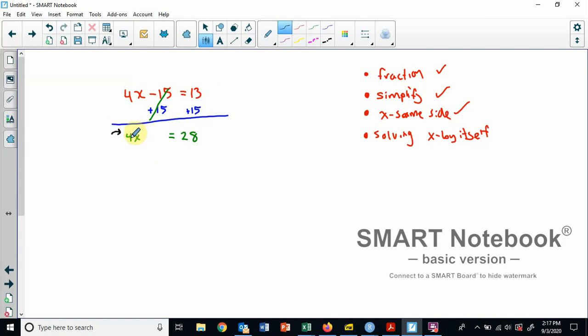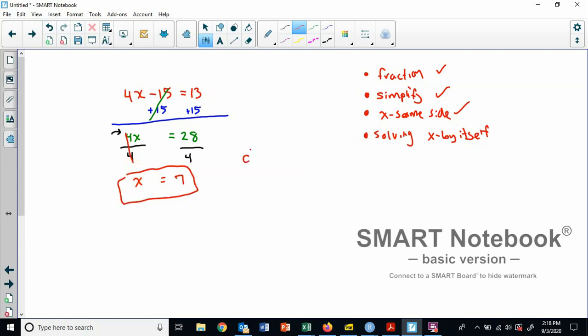What operation is understood to be right here? Multiplication. So what's the opposite of multiplying by 4? Dividing by 4. Now I can do anything I want over here as long as I do it to the other side. So I'm going to divide both sides by 4. Now 4 divided by 4 divides out to 1, or you can just say it's gone. So I'm left with x. And 28 divided by 4 is 7. So is x all by itself? Yes, it is. X is 7.